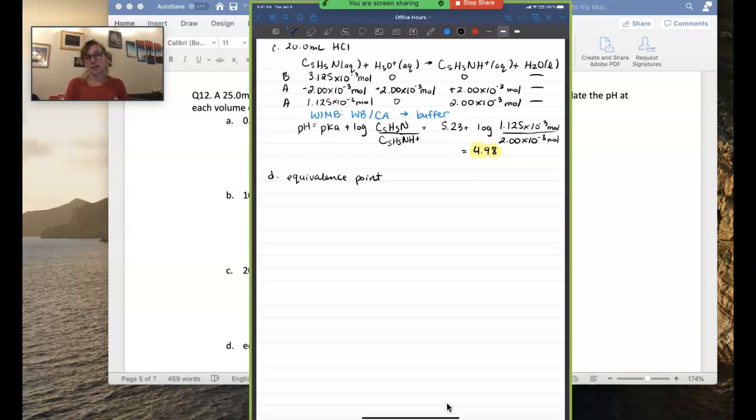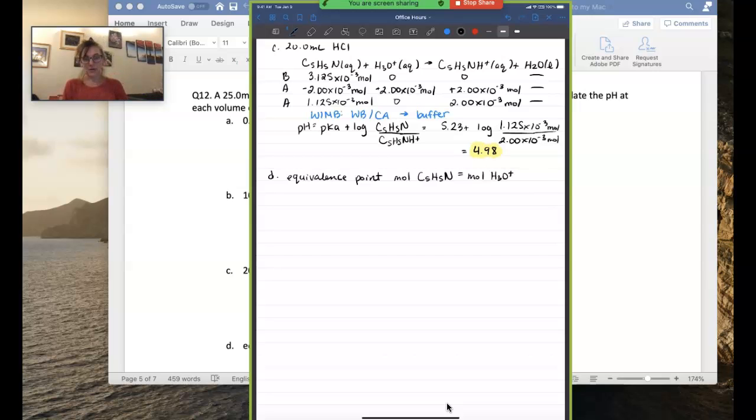All right, part D is asking about the equivalence point. Now it's important that you remember the definition for the equivalence point. That's when the moles of what's in your beaker is equal to the moles of what's in your burette. So that's when the moles of the pyridine is equal to the moles of the acid that I've added, the hydrochloric acid.